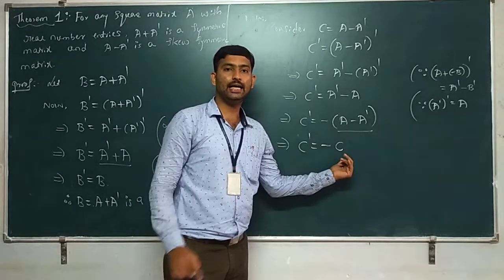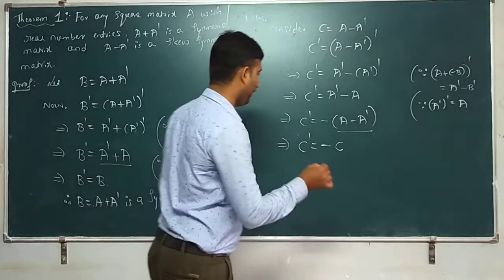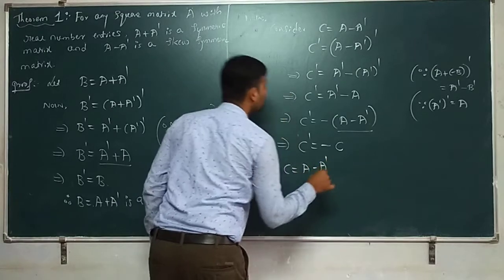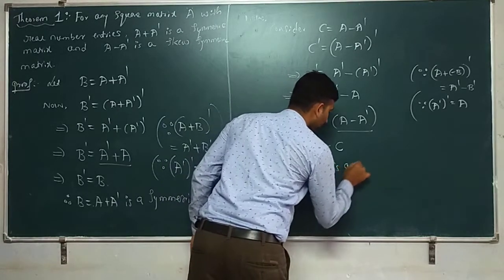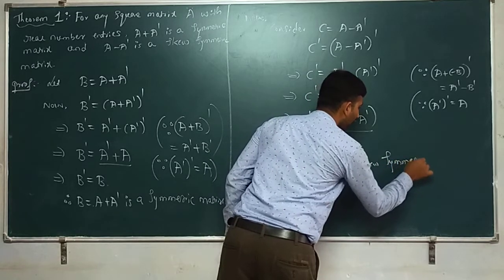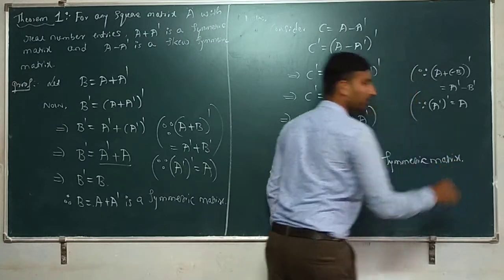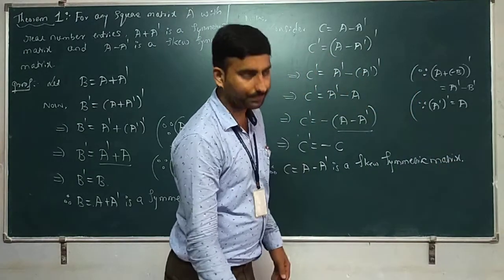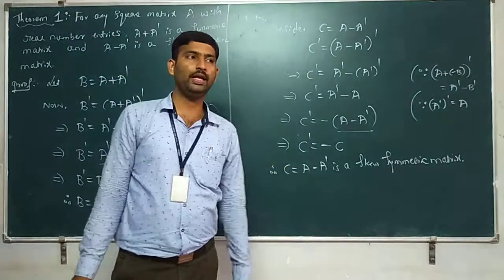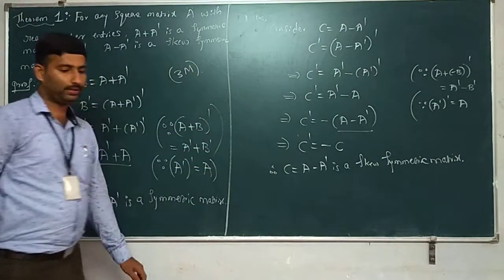What does it indicate? It indicates the definition of skew symmetric. C is skew symmetric. Therefore, C is equal to A minus A dash is a skew symmetric matrix. This is the theorem which is very important for the category of 3 mark questions.